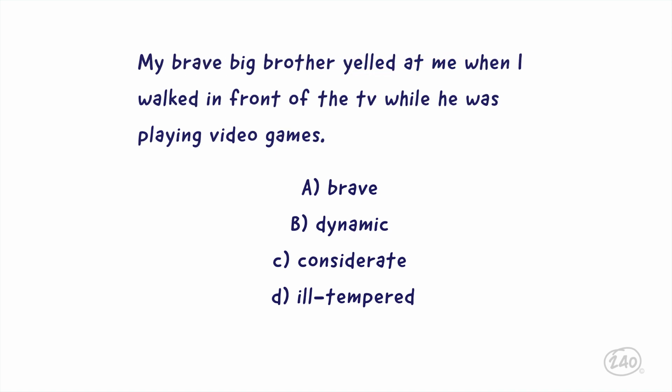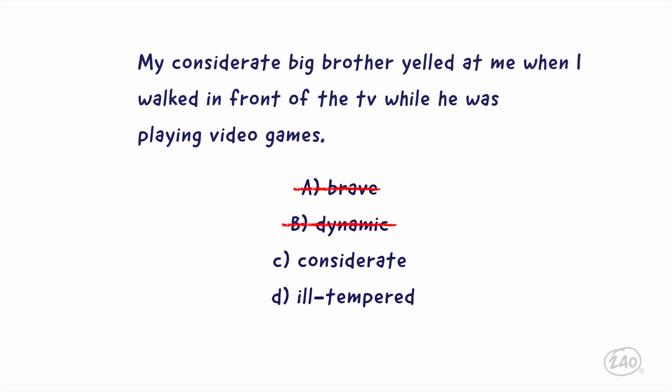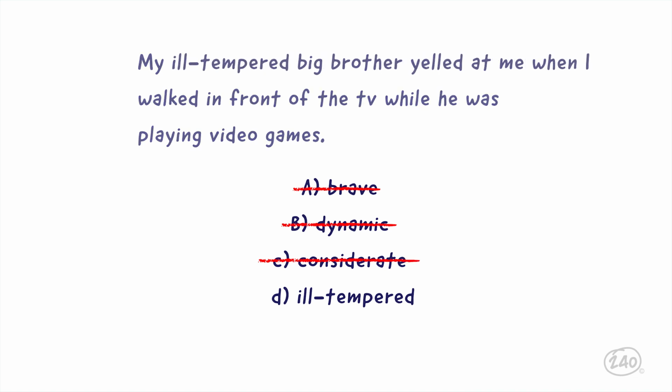My brave big brother yelled at me. That doesn't make much sense. My dynamic big brother yelled at me. Nope, that doesn't work. My considerate big brother yelled at me. That's an obvious wrong choice we could eliminate. My ill-tempered big brother yelled at me. That makes sense and is definitely the best choice to pick. We'll apply one of these tips in a practice question we'll see at the end of the video, but for now, let's get into our next test objective.